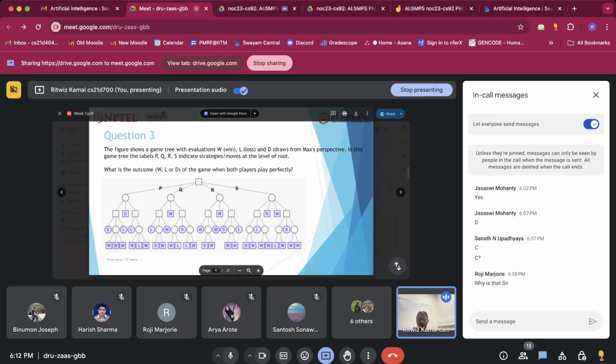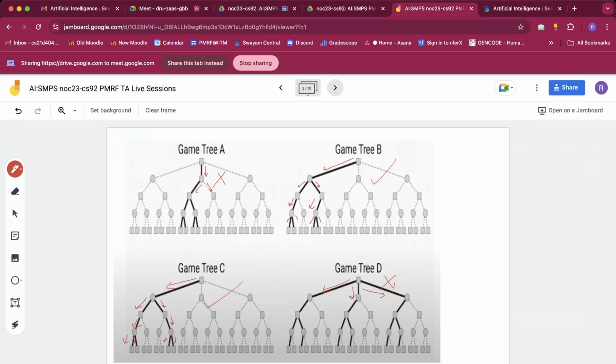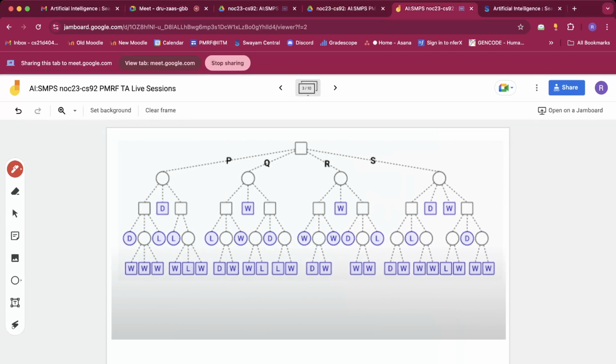You can make an assumption here that a win will fetch you +1 points, a loss will fetch you -1 points, whereas a draw will fetch you 0 points. Based on that you may want to fill up this game tree. Remember that the circle is a min node and a square is a max node. As the name suggests, a circle will try to choose the minimum possible value from amongst its children, whereas a max node will try to choose the maximum possible value from amongst its children.